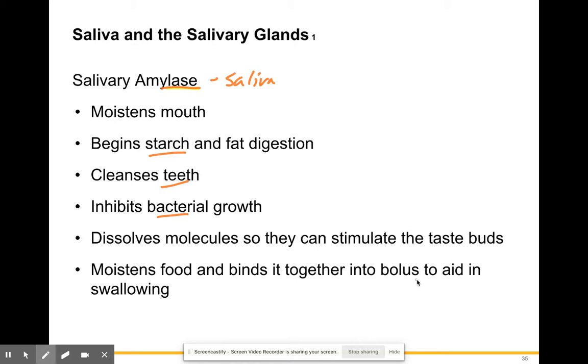A bolus is that big piece of chewed food that you have. Whatever that bundle of food is, okay, if you took a bite of a sandwich, that bolus is made of bread and cold cuts and mayonnaise, or, you know, tomato, whatever it is you put on your sandwich. All that stuff mushed up into a ball in your mouth is called a bolus.